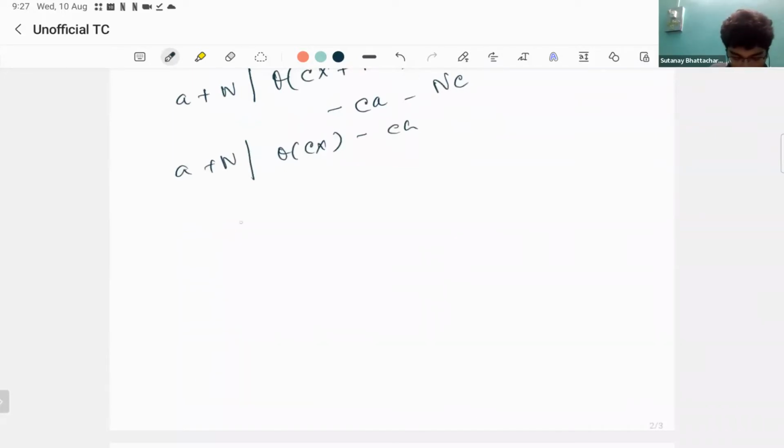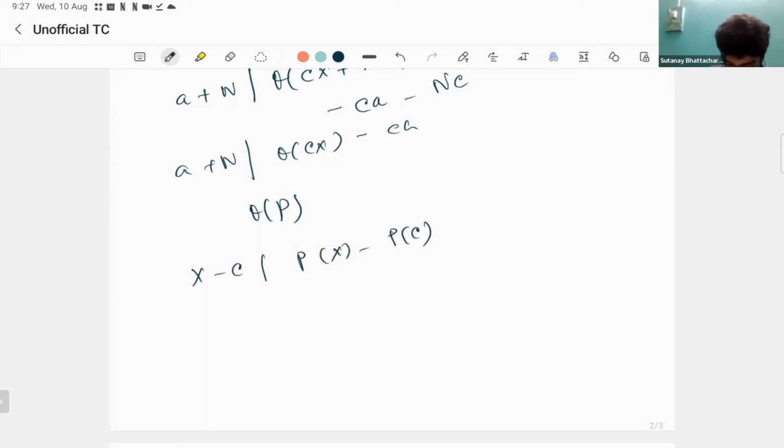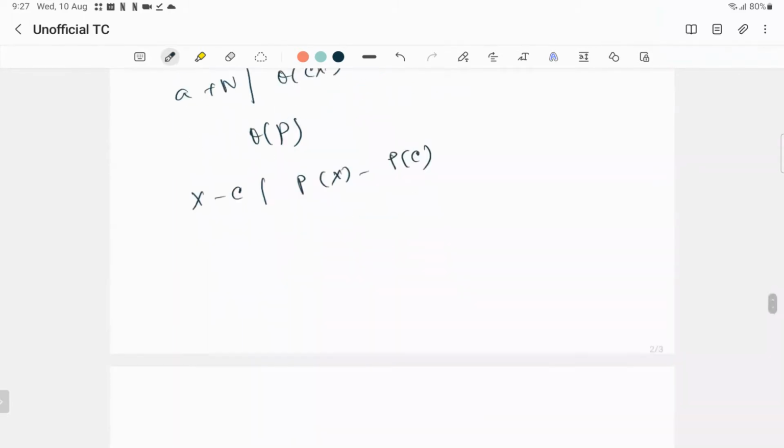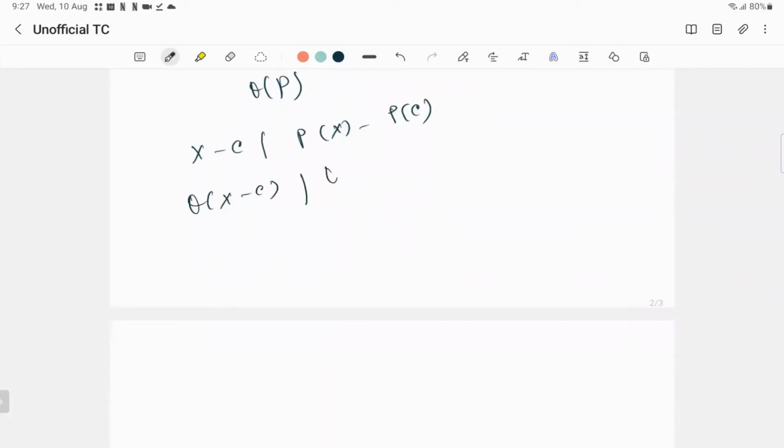For any constant c, if there's some polynomial p and we're trying to evaluate theta of p, then for any constant c, x minus c divides p minus p of c. This is probably more naturally operating there, but yeah, excellent. So basically we have theta of both sides.